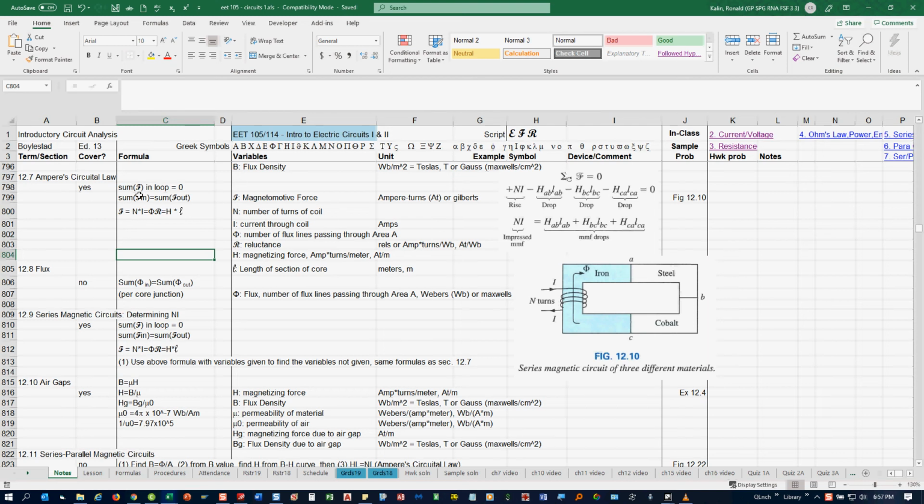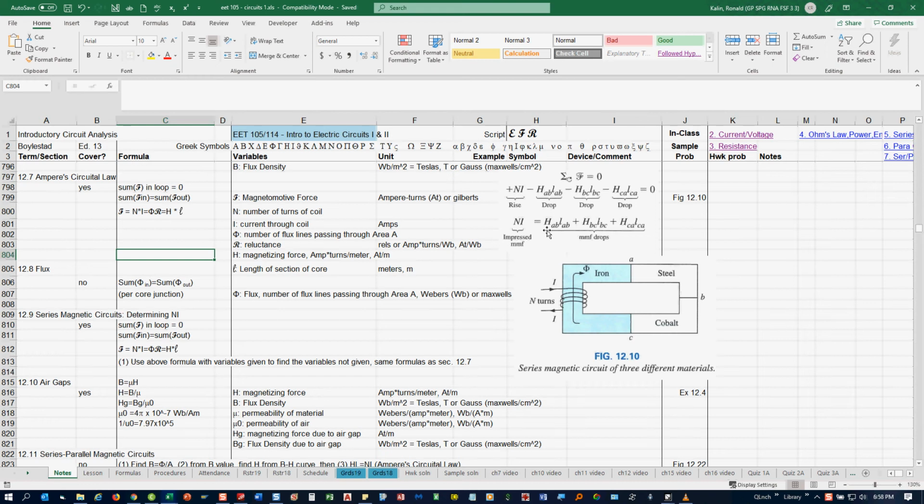So the sum of the forces in equals the sum of the forces out. And then the force equals Ni, which is equal to phi times R, which is also equal to H times L. Ni equals HL is going to be used a lot here. So to show you an example, this is the sum around the loop of the forces equals zero.